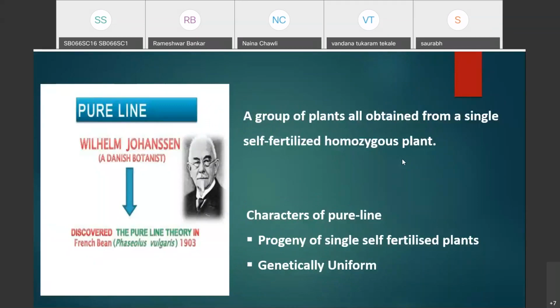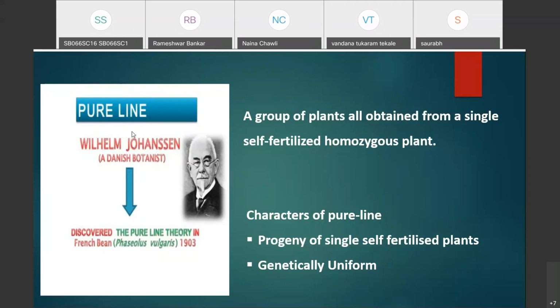What is meant by the pure line? The term pure line, you can see in this photograph, was first coined by Wilhelm Johannsen. He was a Danish botanist working on the French bean Phaseolus vulgaris in 1903. That may be asked as an MCQ.